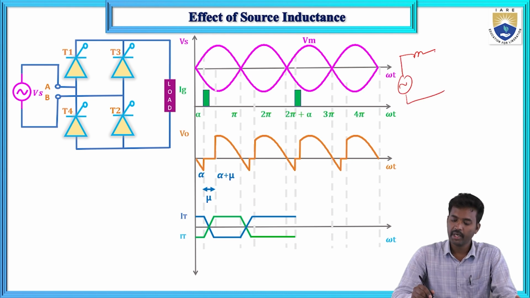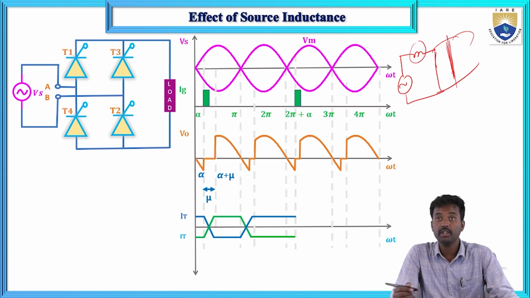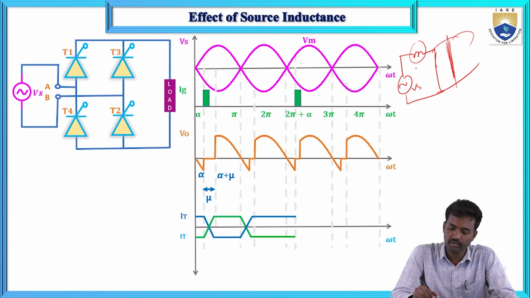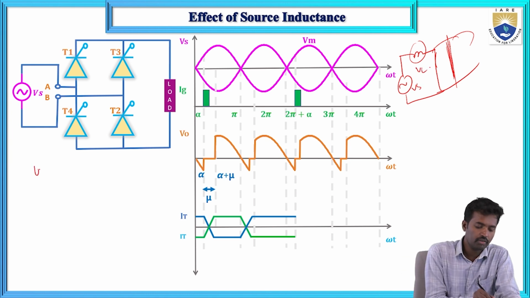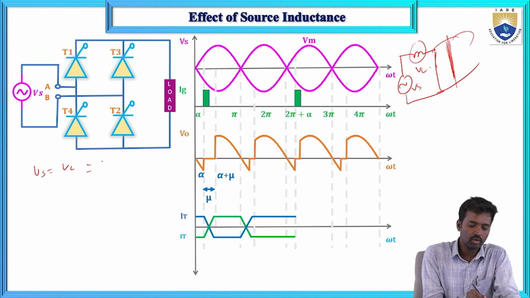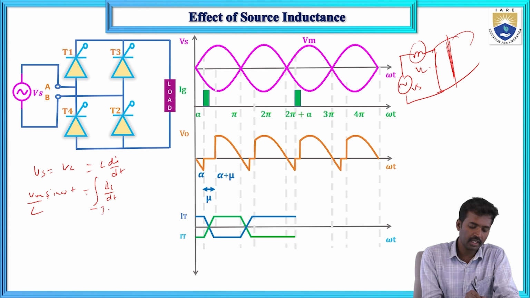During the overlap angle, all SCRs, T1, T2, T3, T4, will conduct. This is Vs and this is VL. Only here Vs equals VL, so that equals L di by dt. So now here Vm sin omega t equals L di by dt. So now if you integrate from minus I naught to I naught, and here this is from alpha to alpha plus mu.